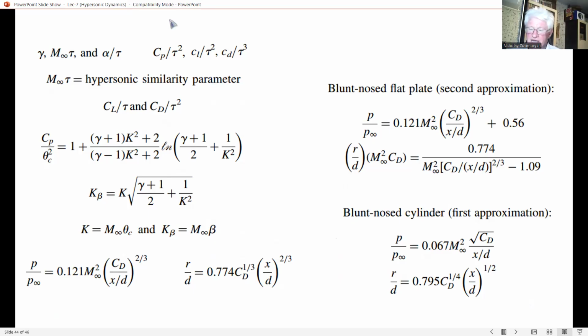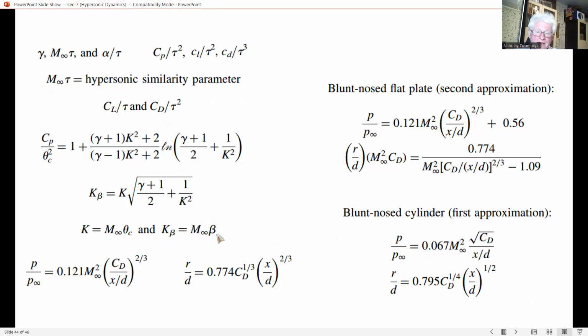So we may rewrite this expression as Cp over theta squared as the expression here, as well as the cone shock wave angle beta. In this case, k sub beta depends on k times the square root of this expression. Here, in the preceding, k is M infinity times theta, and k sub beta is M infinity times simply beta.